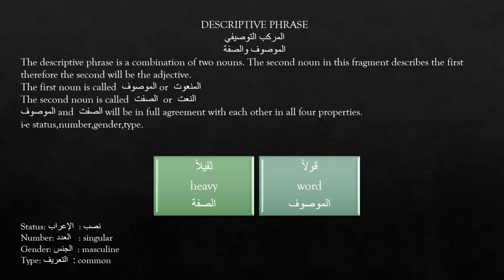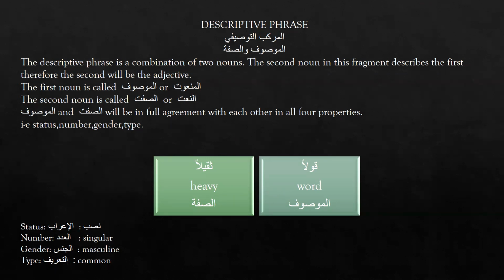So today we are going to learn about the descriptive phrase, which is also called a murakkab tawsifi in Arabic, commonly called the Mawsuf Sifa fragment. This descriptive phrase is a combination of two nouns, as we can see here. The second noun in this fragment describes the first, which is why it is called an adjective, or the sifa. As you can see here on the screen, there is an example given.